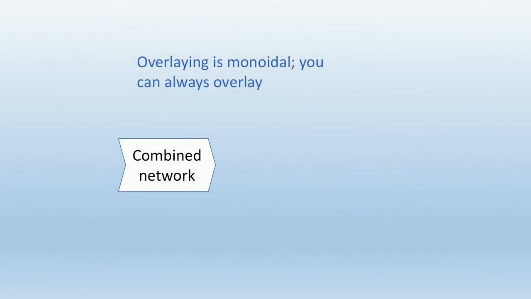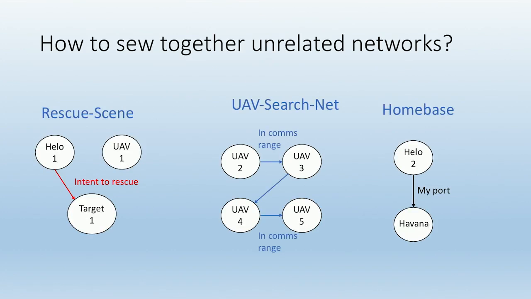But it's not enough, because we need to sew together all kinds of different networks, and we can't just put them all on top of each other. So here's an example. Here's another three networks, and we've got one with helicopters near the rescue scene and one with UAVs. I made up the example, or I adapted it from the paper that this is based on.